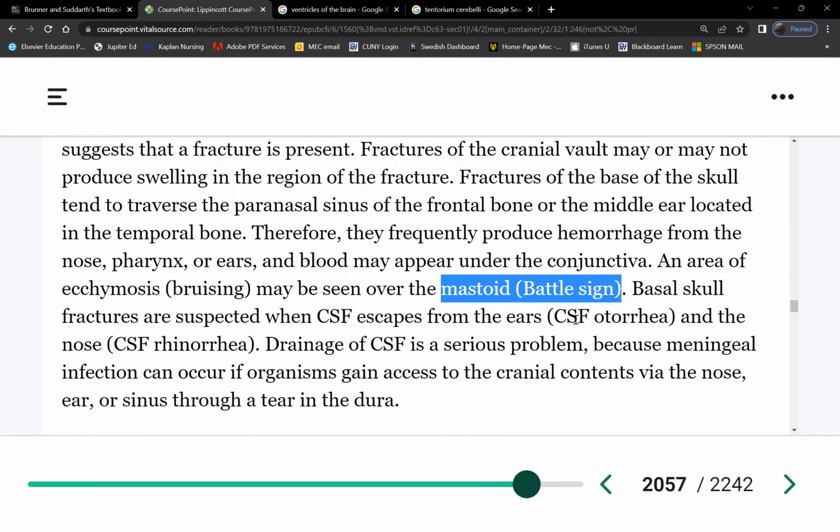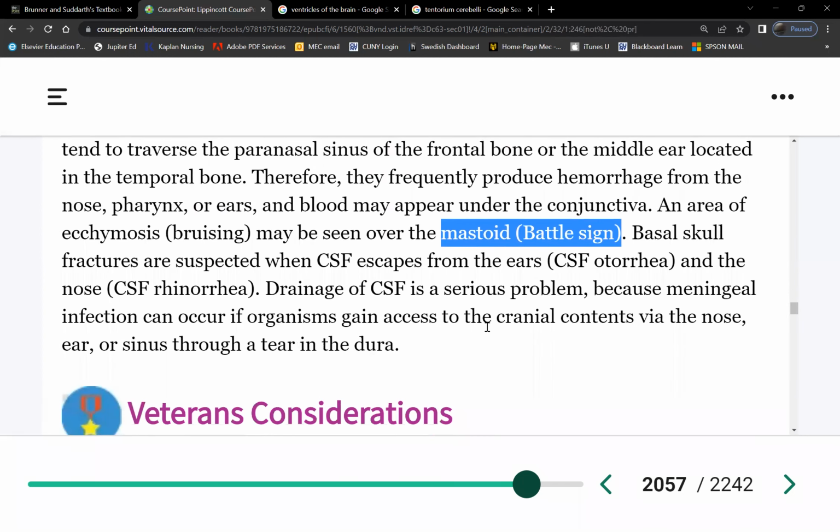Basal skull fractures indicate you have some clear liquid coming out of your ears or your nose. So that's CSF, and that's dangerous because now that means your meninges are open, so you could be at risk for meningitis, right? Infections because it's open.